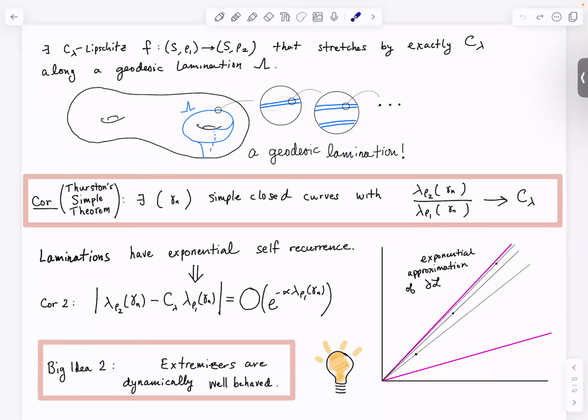Extremizers are dynamically well behaved. Again, this is super vague, but I think many of you can probably think of examples of where something like this is true. So I'll just keep it vague. A lamination, which is showing up as an extremizer here, has super good recurrence properties, and that's, I think, not an accident.